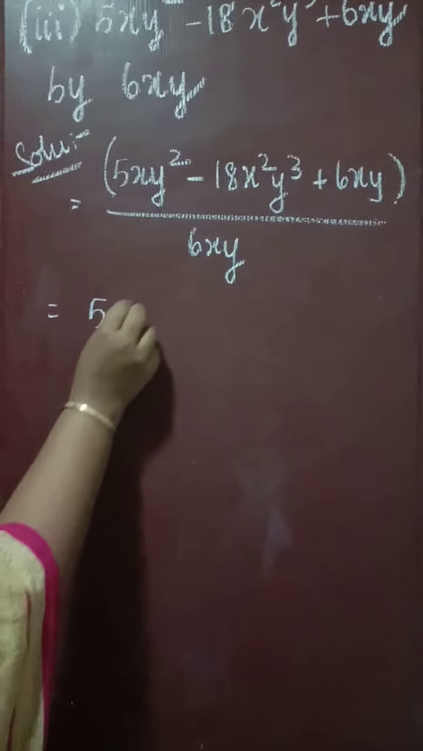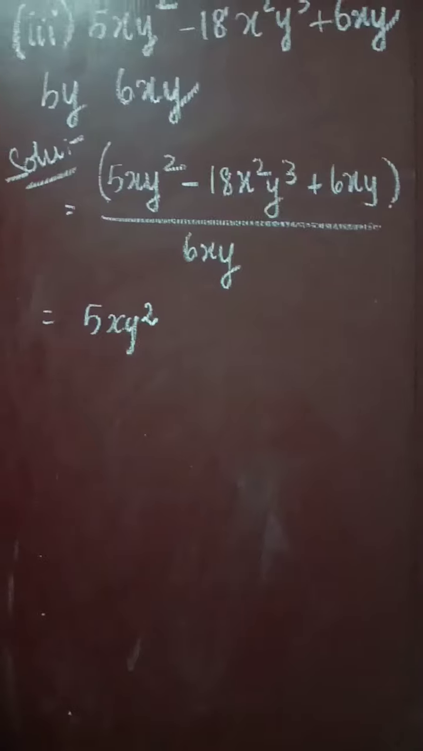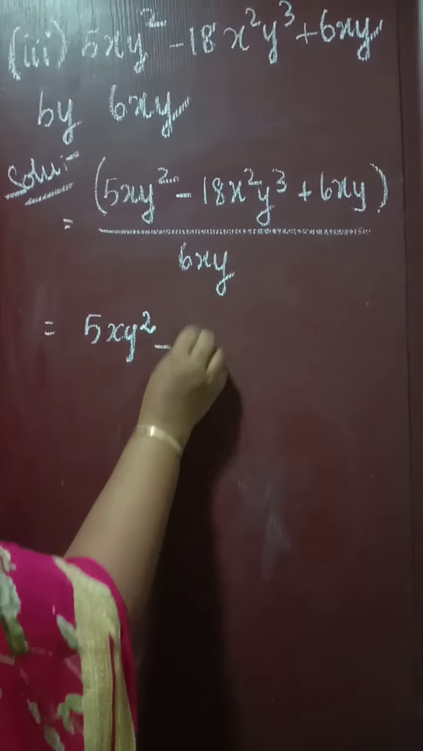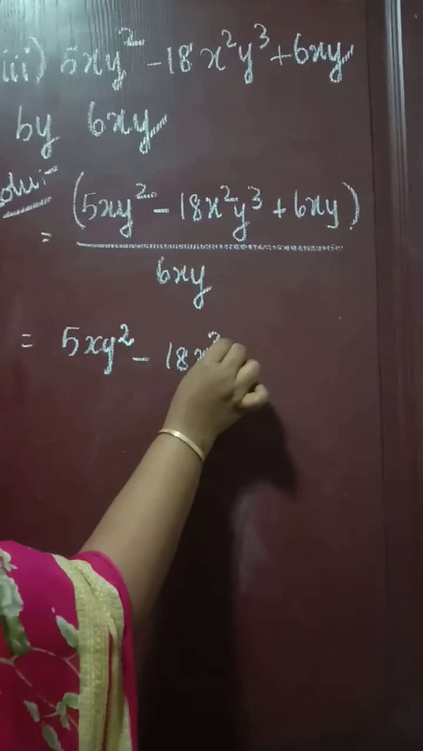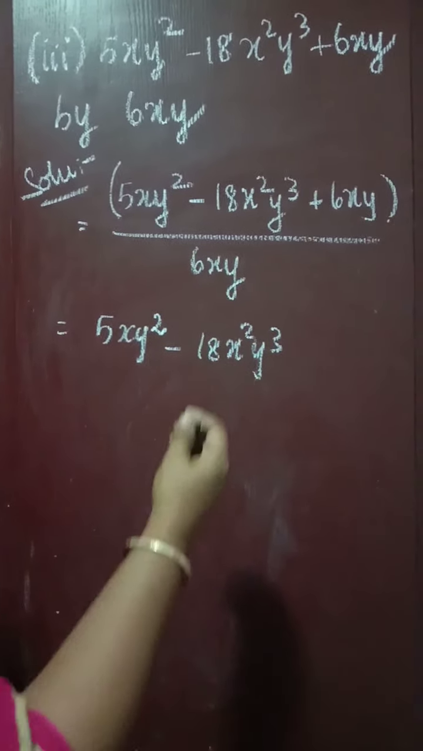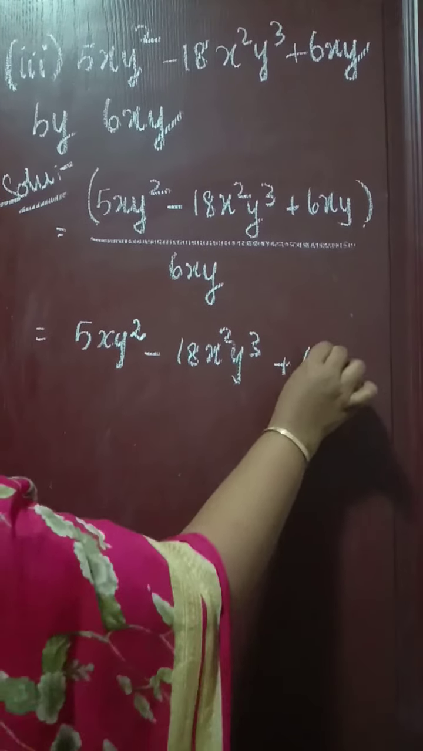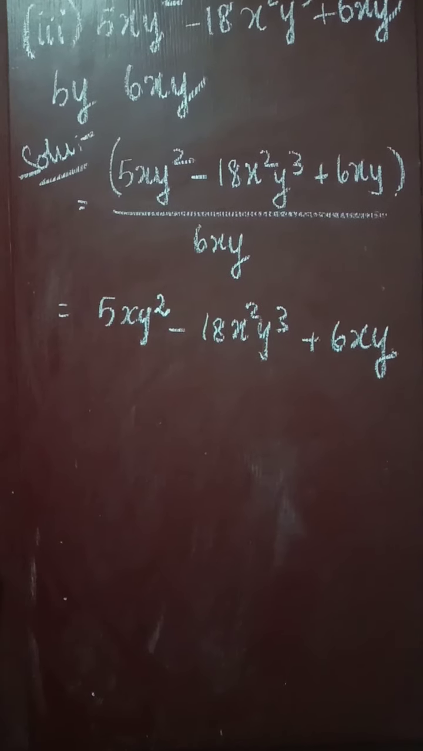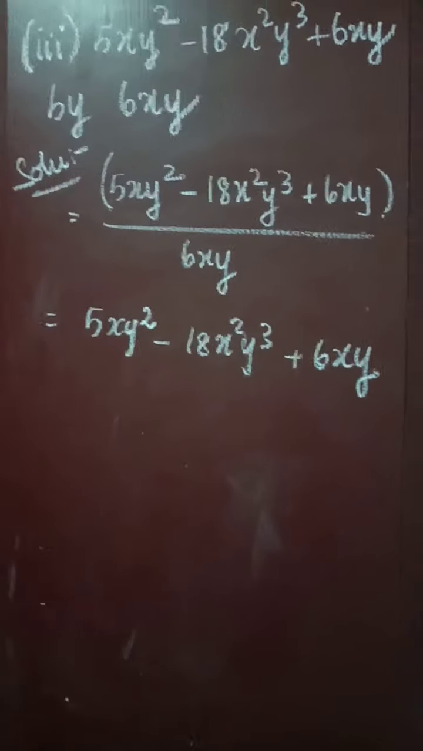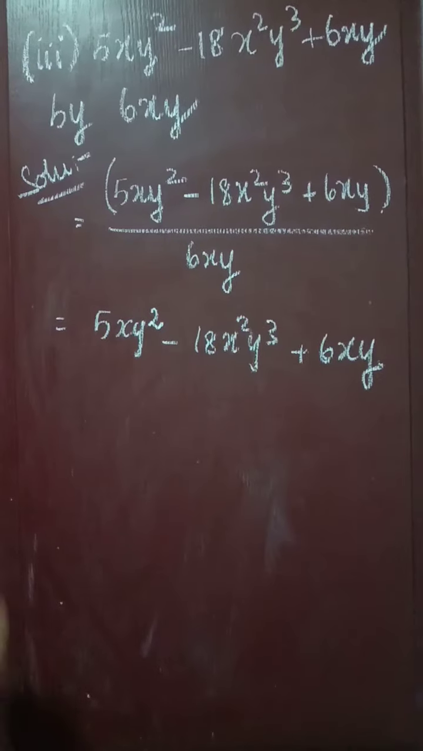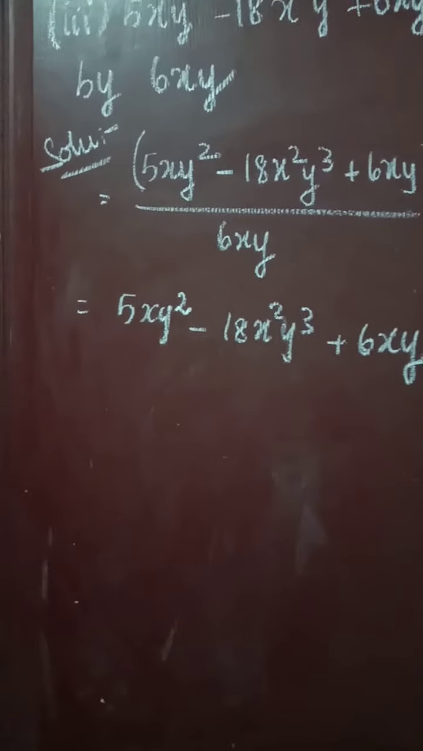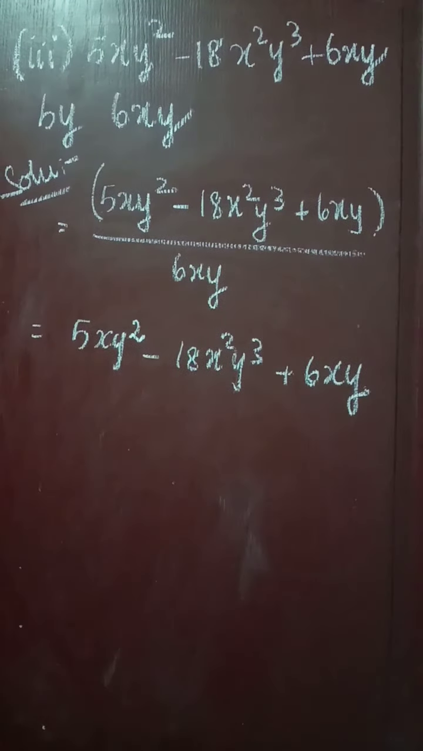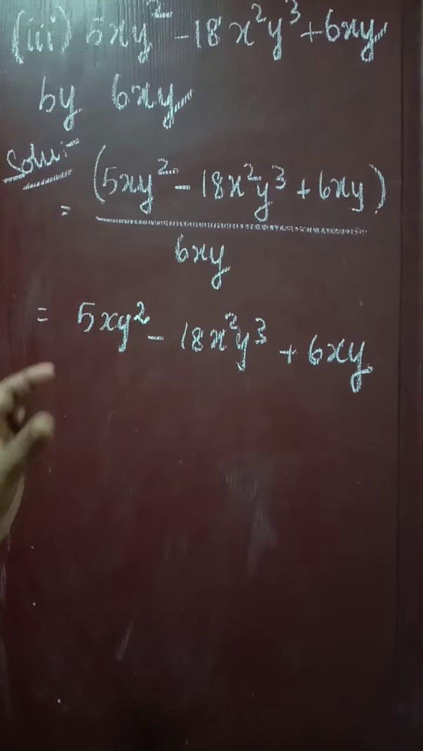Yes, 5xy square. What is the second term? Minus 18x squared y cube. What is the third term? Yes, 6xy is the third term. So totally 3 terms are given. Each term you divide by 6xy. What is the divisor? Yes, 6xy is the divisor. Here they are given combined, and you have to split them into single terms.